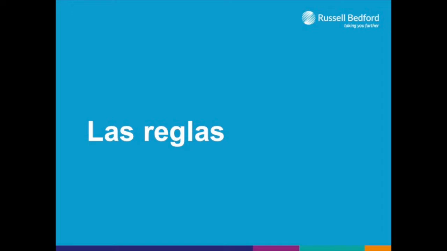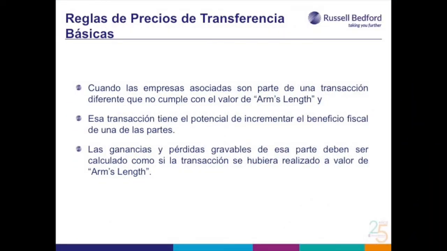So let's have a little bit more of a detailed look at the rules within the UK for transfer pricing. So it talks about where associated enterprises are parties to transactions which are on terms other than arm's length, and the transaction has the potential to give rise to a UK tax advantage for one of the parties, then the legislation determines that the tax for profits and losses of that party are to be calculated as if the transaction had been made on an arm's length basis. So on the face of it, we are saying that if you're an associated enterprise, you undertake a transaction where there is potential for a UK tax advantage, we recalculate the value.